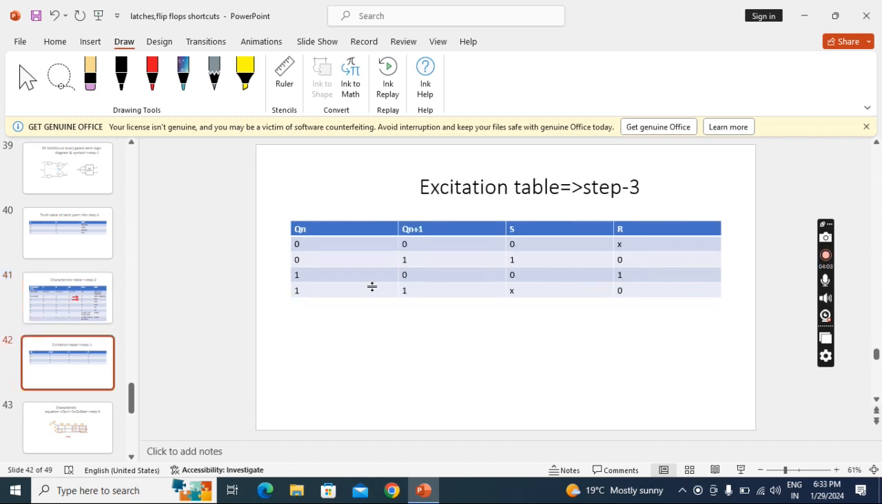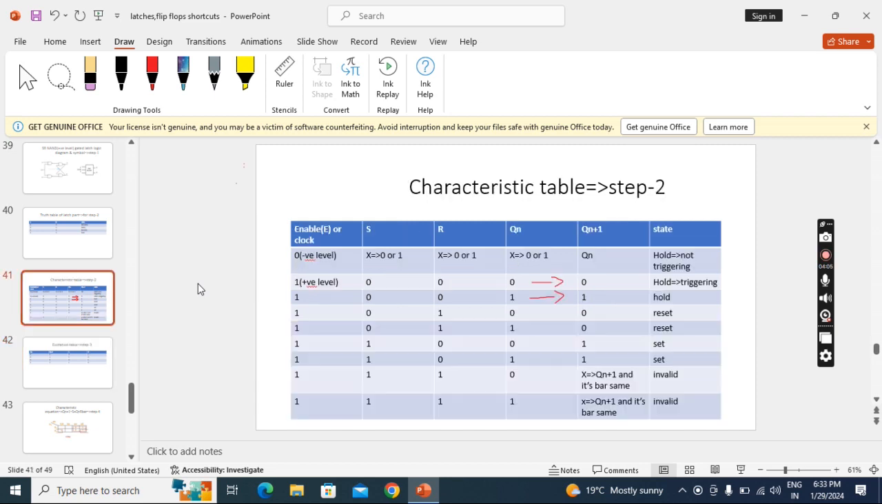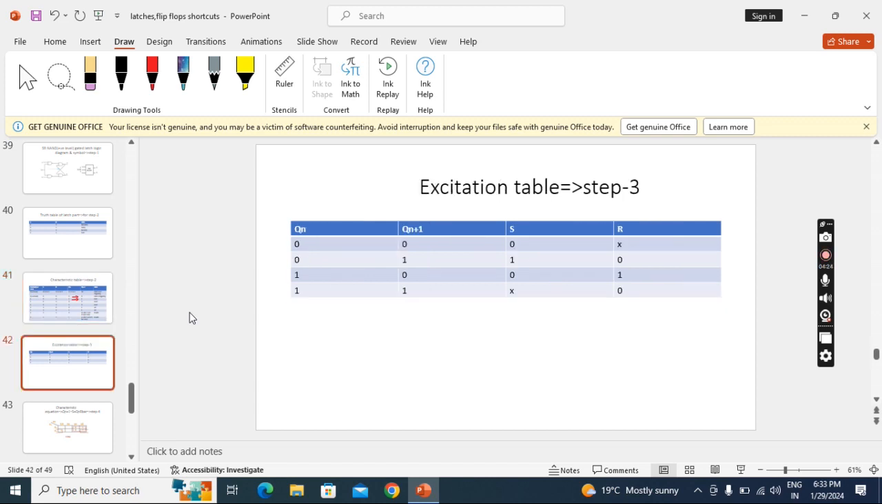Now for n to n plus 1 of 1 1, it occurs at two places. Here at one place and here at one place. Here S value is 0 and here we are getting 1. So S is different, but R we are getting the same, which is 0. Since S is different, we write X. Like that we have to write the excitation table.